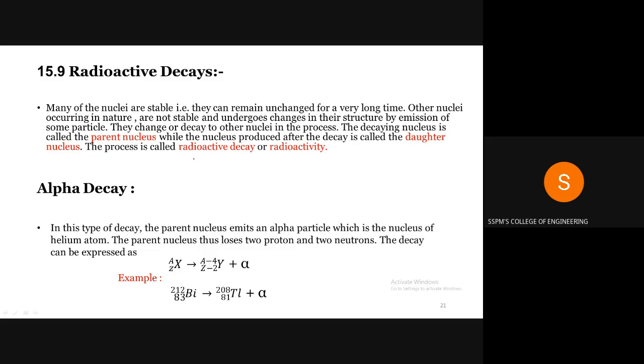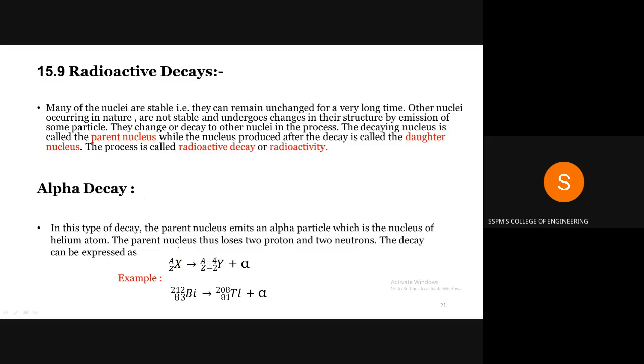Okay, so there are three decays. Alpha decay. What we said, radioactivity, is the spontaneous emission of alpha particles, beta particles, and gamma rays from the nucleus. So the concept of alpha decay: in this type of decay, the parent nucleus emits an alpha particle, which is the nucleus of a helium atom. The parent nucleus thus loses two protons and two neutrons. The decay can be expressed in terms of the element with proton number Z, mass number A.